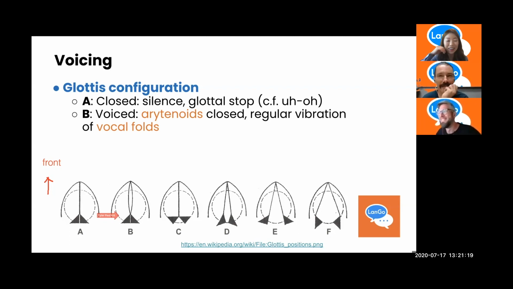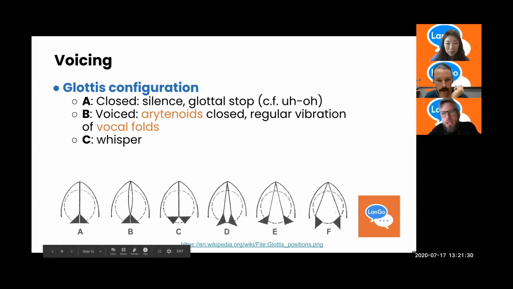Okay, so the next one we want to discuss is C, which is a whisper. When you whisper, your vocal folds are shut, but your arytenoids are a little bit open. So it sounds about like this. And maybe you can hear that or not through the microphone, but I just whispered.